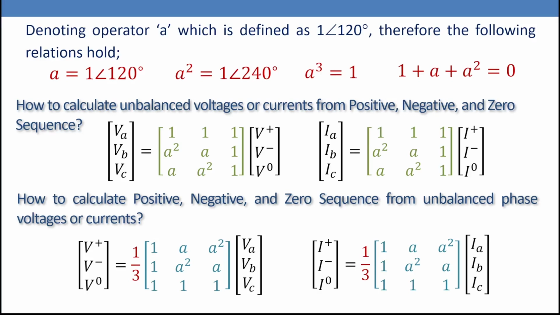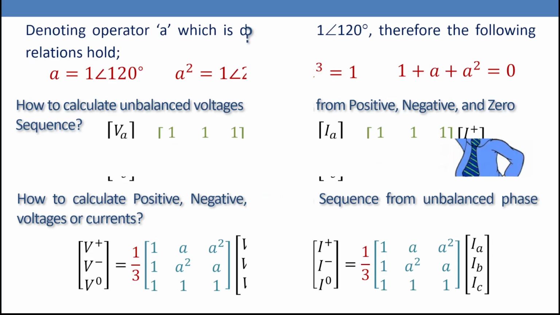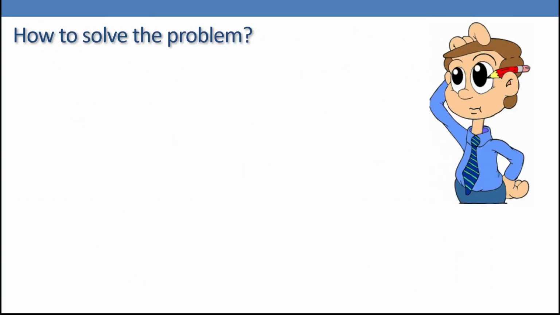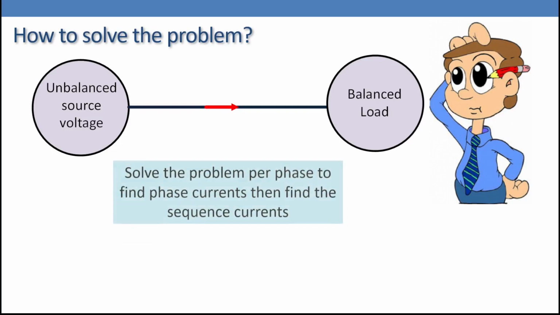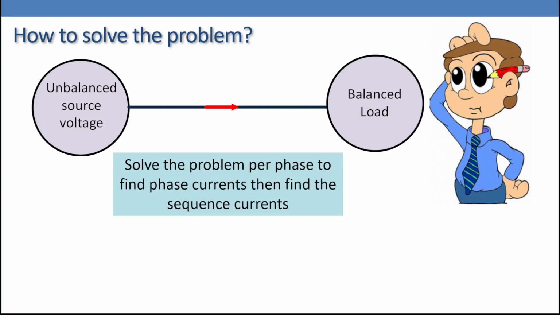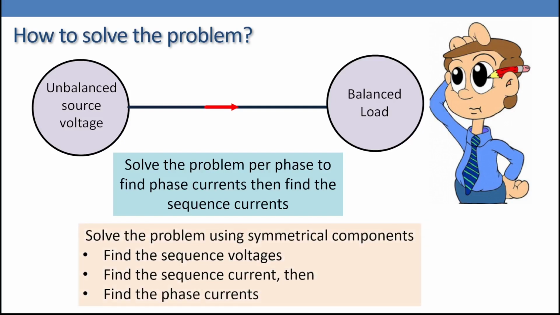So the question now: how to solve the problem if we have information about VA, VB, VC, or about V positive, V negative, V zero? We have three cases. Case number one: if we have unbalanced source voltage and unbalanced load, we can solve the problem exactly like we did in video number 11 or 12. Solve the problem per phase to find the phase currents, then find the sequence currents. Or solve the problem using symmetrical components: find the sequence voltages, then the sequence currents, and from that we can find the phase currents.